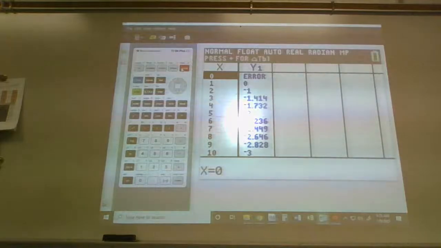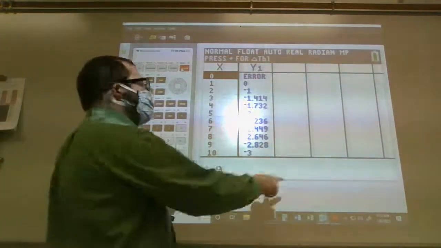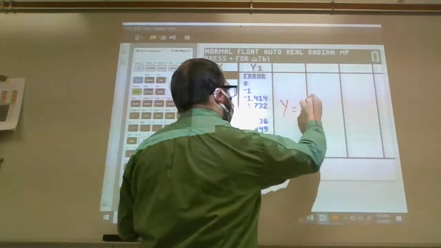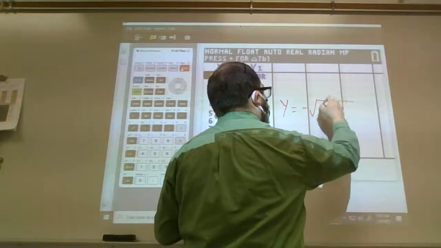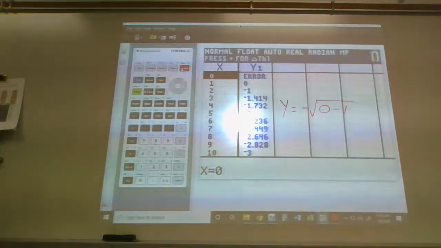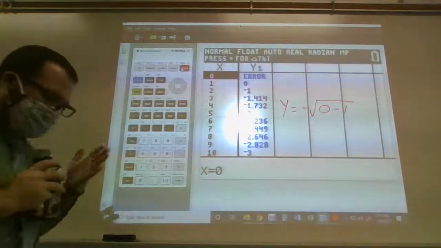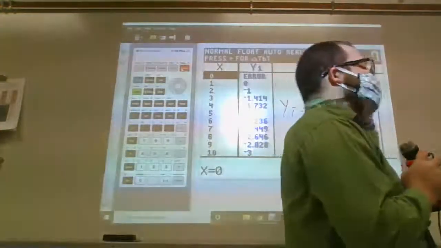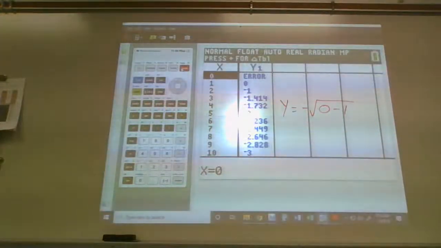There's a reason for that. 0 automatically gets you an error. Yes, the graph doesn't exist at 0. But more importantly, if you plugged a 0 in for x, you would end up with the square root of -1, which is a complex number, which would introduce i, but we're not graphing that whatsoever.